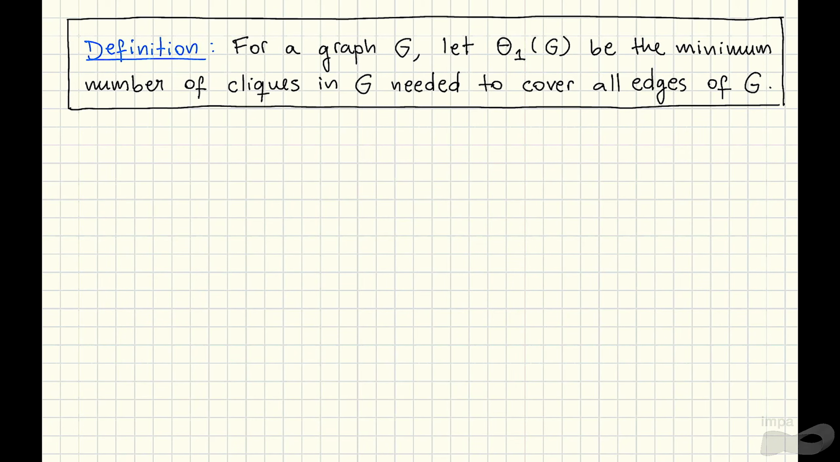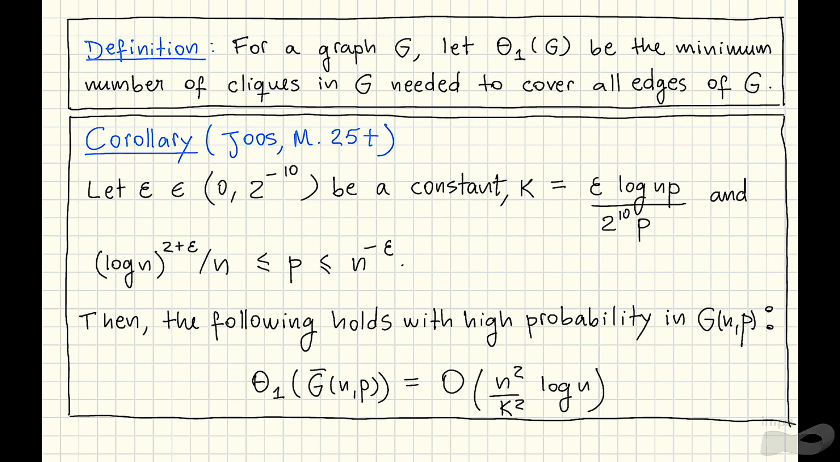As for how the history of this parameter developed, first let me mention what we showed about it. For the first range of p given by our previous theorem, we showed that it is possible to cover the complement of G with n squared over k squared times log n cliques, because you just keep sampling these independent sets, and then you need this log factor just to take care of the union bound, okay?